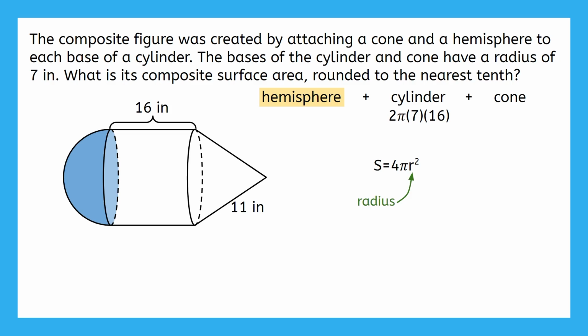How do you think we can change this formula to account for the fact that we only have half of a sphere in this figure? Did you guess that we could just multiply this by 1/2? Nice job. If we take half of this formula, that would give us 2 pi r squared. What do you think the radius is for this hemisphere? Yes, our hemisphere has the same radius as the base of the cylinder, so r is 7. Now all that's left is to figure out the cone.